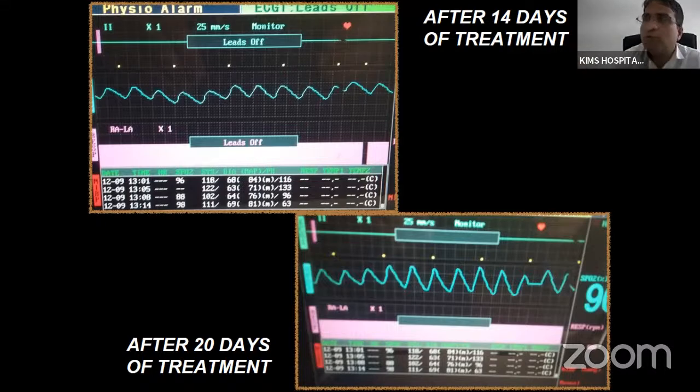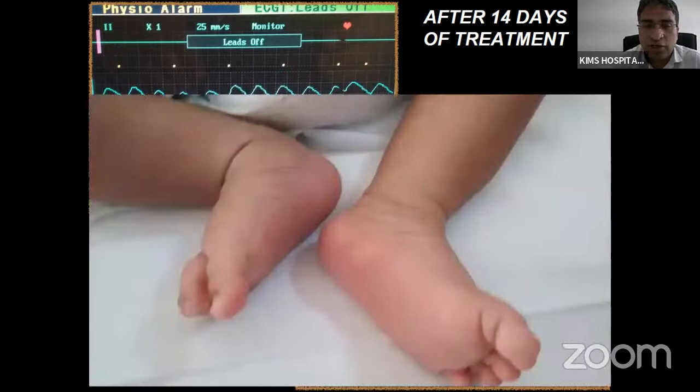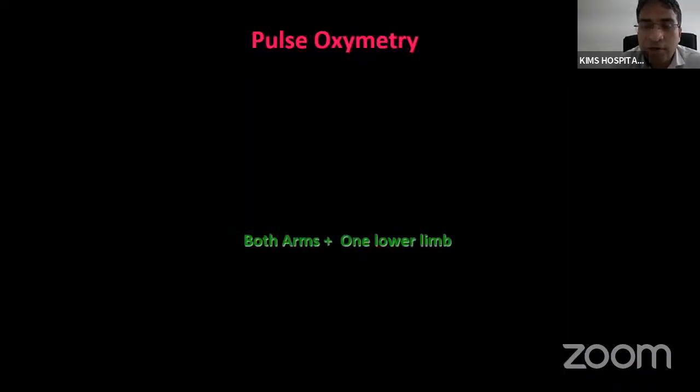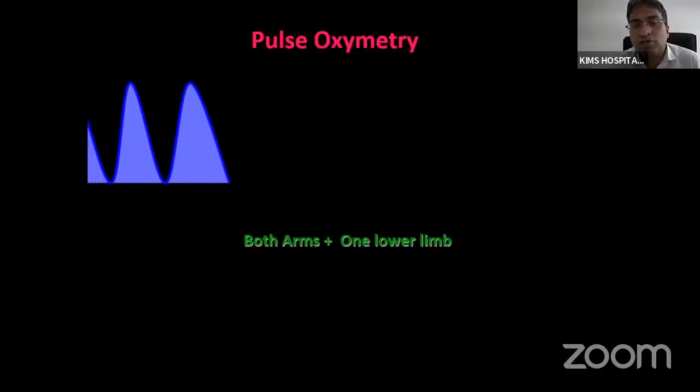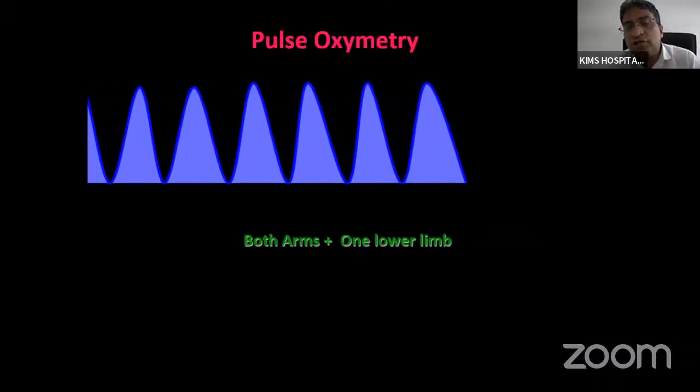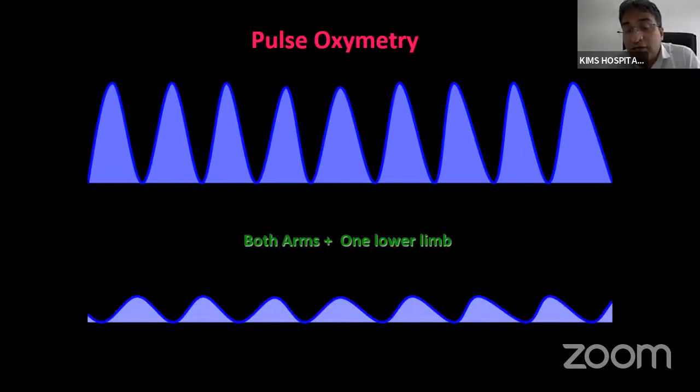Whenever you are unable to see the pulse volume in the presence of warm peripheries, or even in the presence of cold periphery, you have to correlate with the clinical features to get the diagnosis. Here, after 3 weeks of treatment, you can see the baby has become completely pink. Now the pulse oximetry is very important. Whenever you see, it has to be like this. But when it's a low amplitude, then you have to think of low cardiac output, thrombotic occlusion, obstruction, and other things. That is a very important tool we should use in our clinical practice more often.